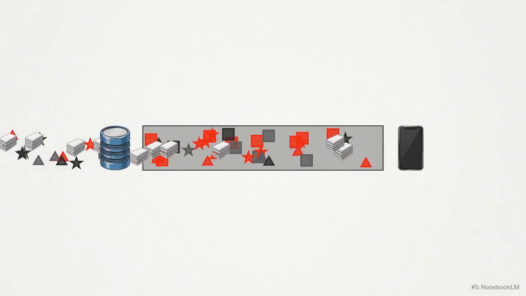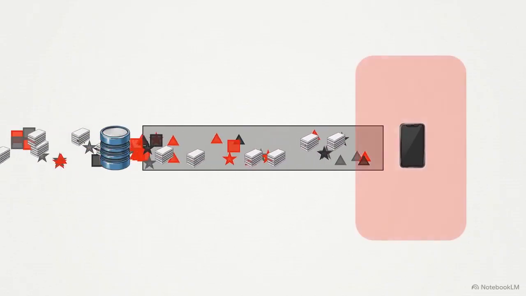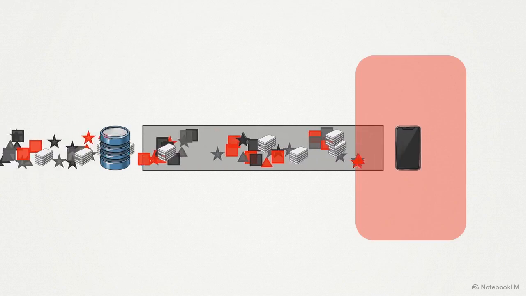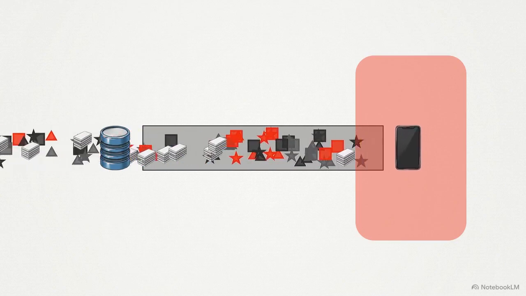The mechanical cost of this mistake is severe. You are transmitting useless data across the network and forcing the mobile device to burn its own CPU cycles just to hide irrelevant records from the user.